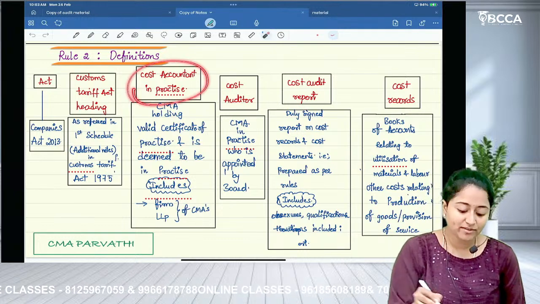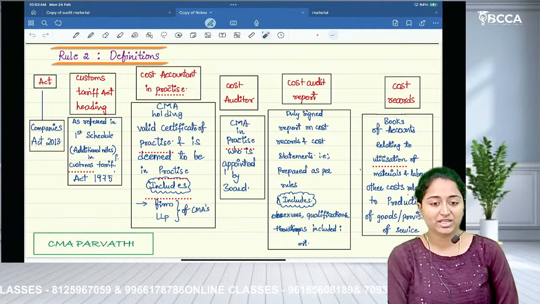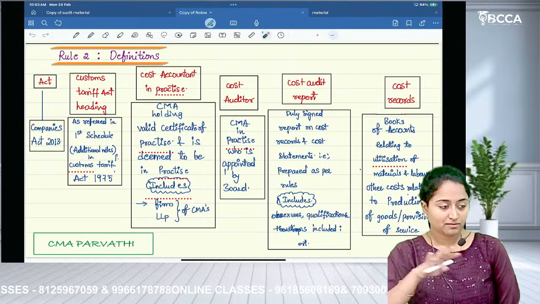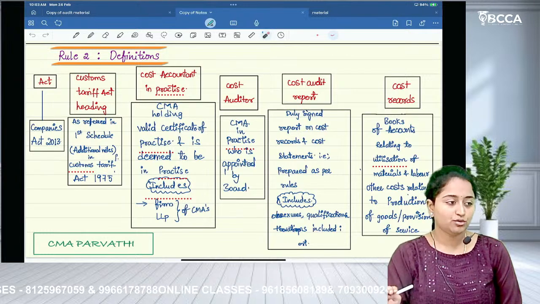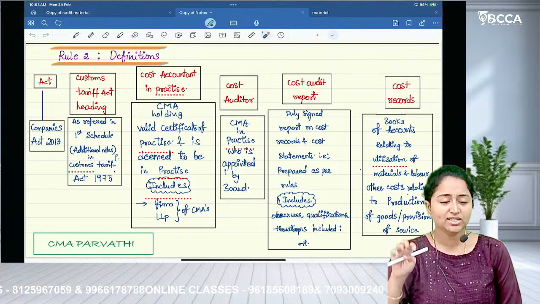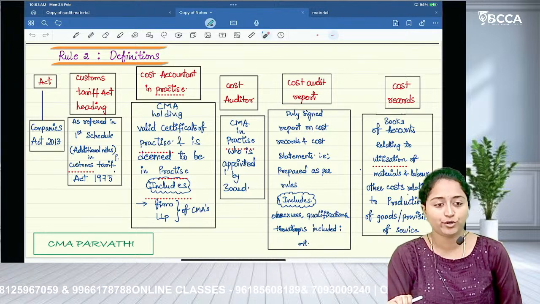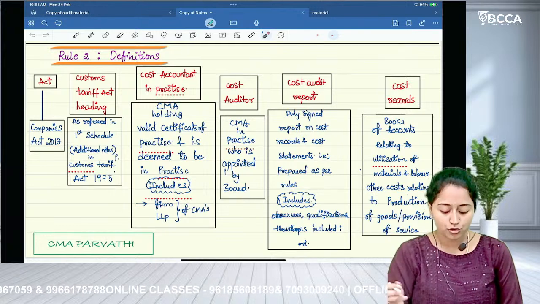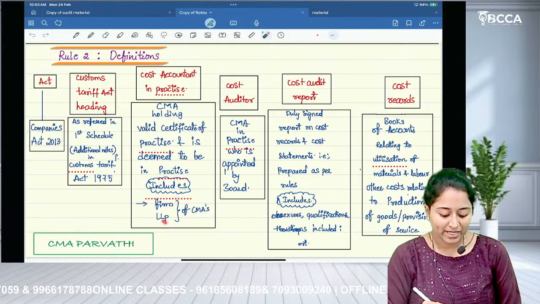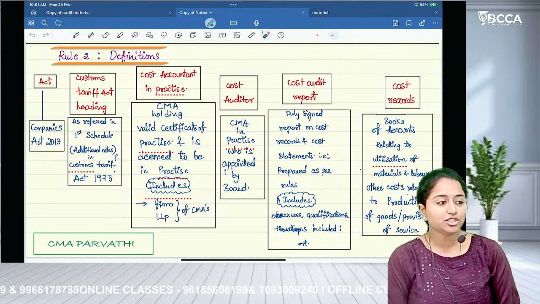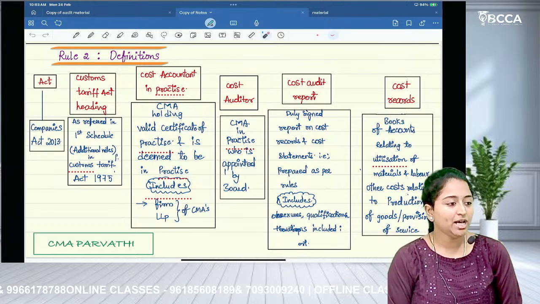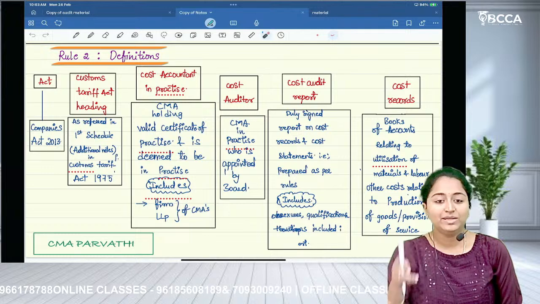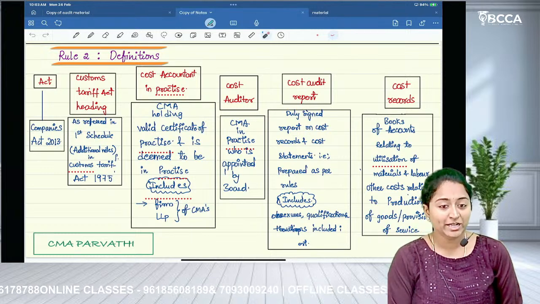Here, whatever cost accountant in practice we see under this particular Companies (Cost Records and Audit) Rules 2014, wherever we see cost accountant in practice, it also includes firm and LLP. So partnership firm and limited liability partnership, both will be included under cost accountant in practice.